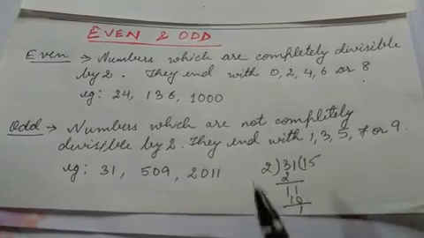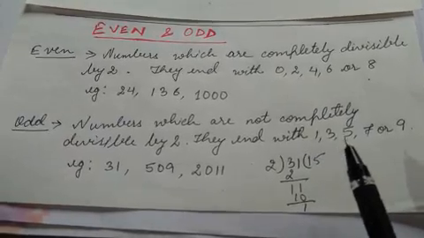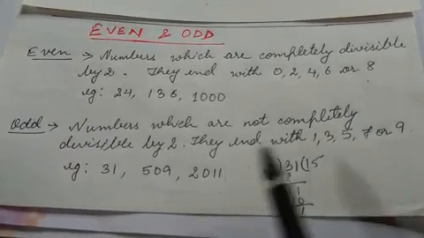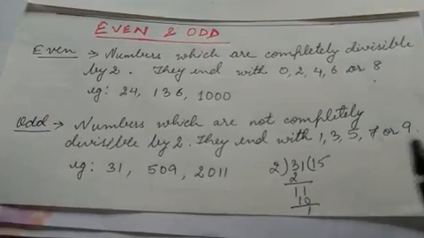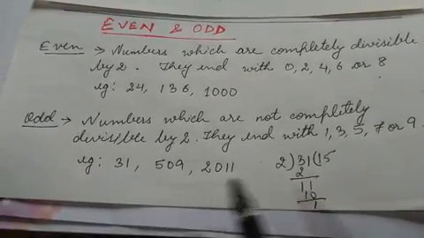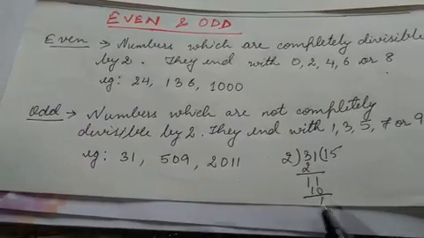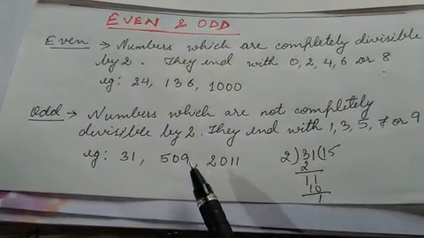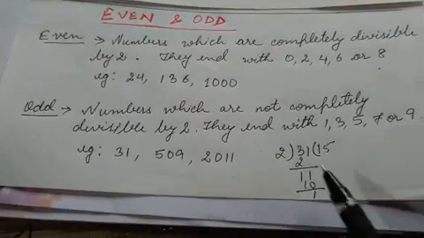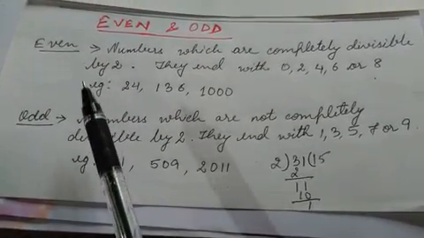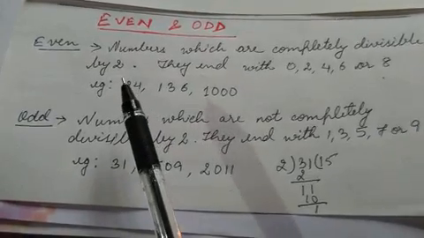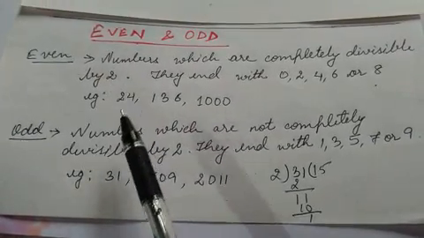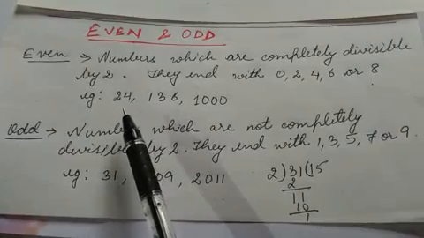I have shown you here. That is why they end with 1, 3, 5, 7 or 9. I have shown you 31 divided by 2. In the same way, since 9 is not in the table of 2, we will always get a remainder. While for these even numbers, you can see this 24. If you know the table of 2, 2 12s are 24. So again there is no remainder.